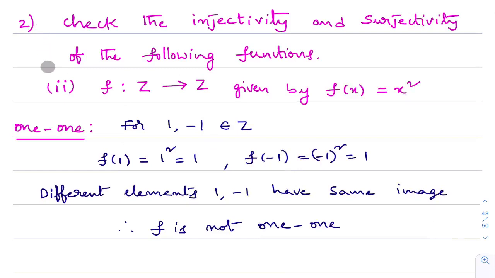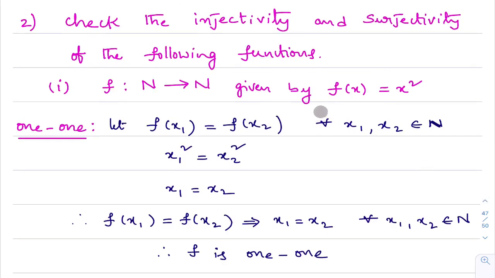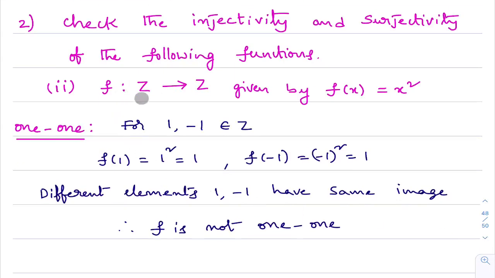This is the second question, second bit. Check the injectivity and surjectivity of the following function. The function is from Z to Z and it is given by f of x equal to x square. See, this second bit and first bit are very similar. Here f of x is x square. In the first question also f of x equal to x square. In the first bit, f is from N to N. In the second bit, f is from Z to Z. That is the only difference.